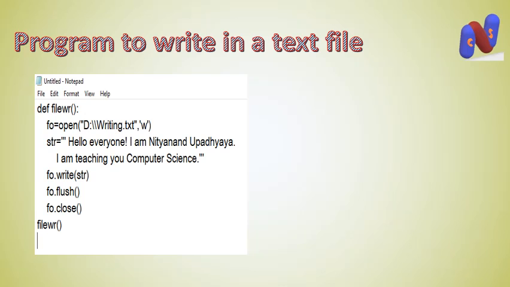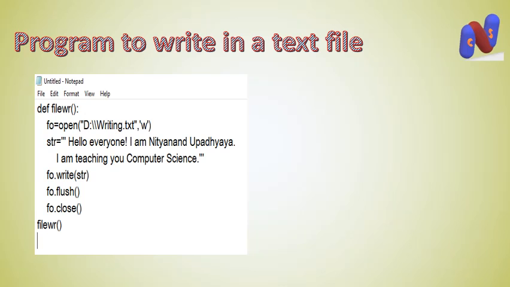Just see the code of the program. The very first line I have written is def file_wr. As in the chapter on functions you have learned, def is a keyword which is used to define a function in a program. So I have used def file_wr as the name of my function in which I will do the writing work in a text file.